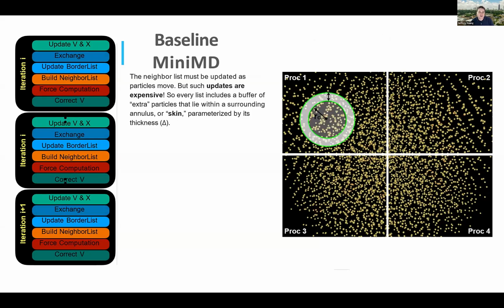And then finally, you have to do updates at some point, and this is the part of the algorithm that is most communication intensive, especially if you're exchanging data across processes. That's why we have this extra buffer around the region that is interacting with each particle. MiniMD specifically calls this a skin type parameter.